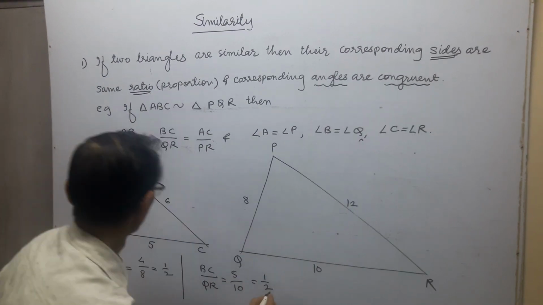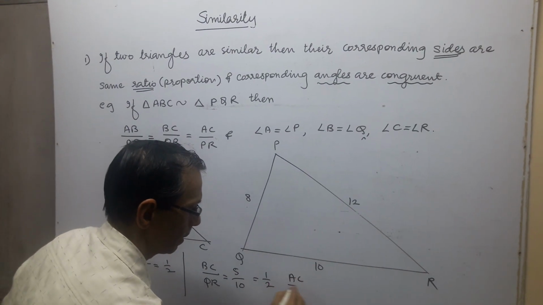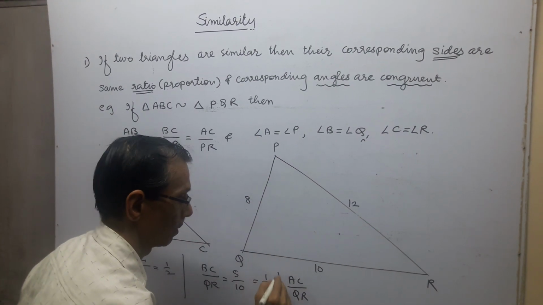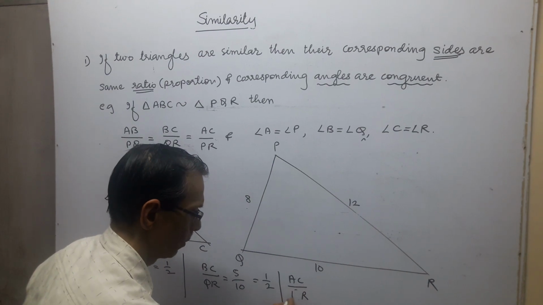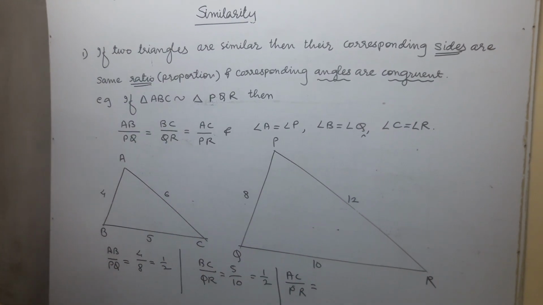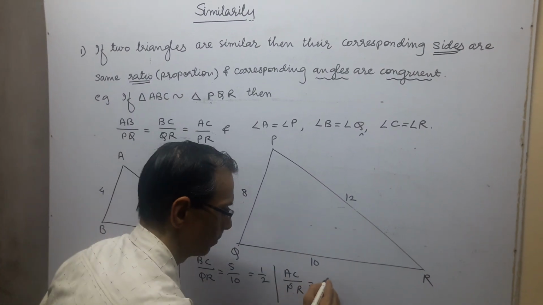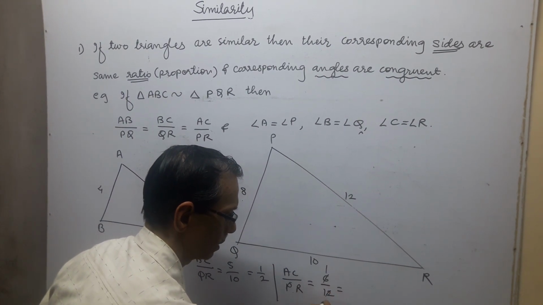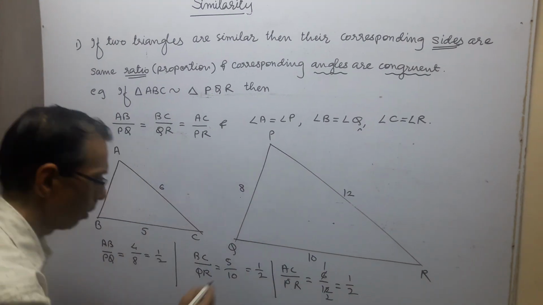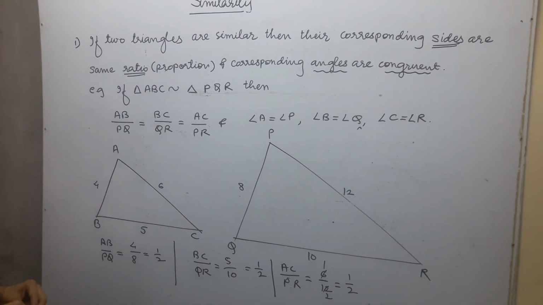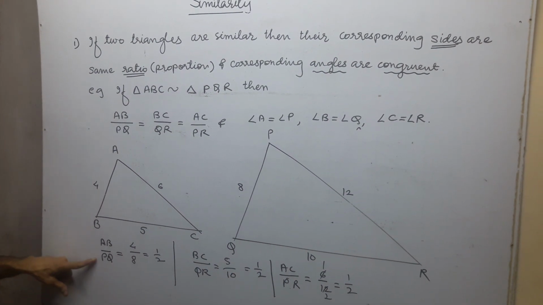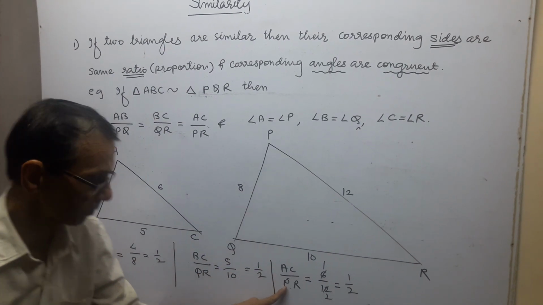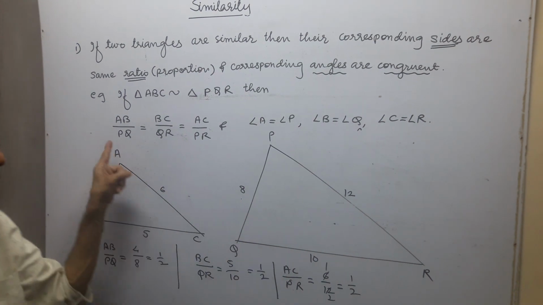And AC upon PR is 6 upon 12, and that is 1 upon 2. So all these are 1 upon 2, and therefore we can say that AB upon PQ is equal to BC upon QR is equal to AC upon PR, and that's why they are called in the same proportion.